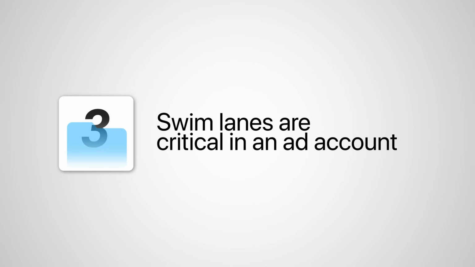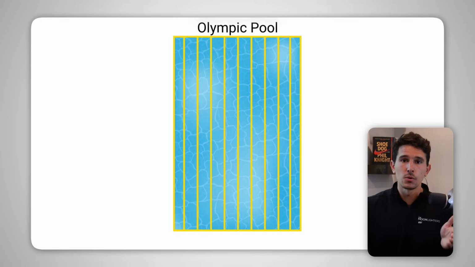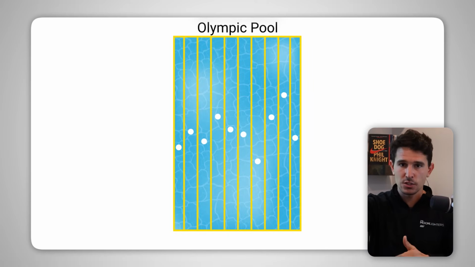Okay, the third uncommon learning is that swim lanes are critical in an ad account. So think about an Olympic pool. There's 10 swimmers swimming next to each other.